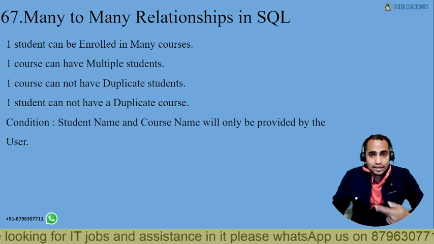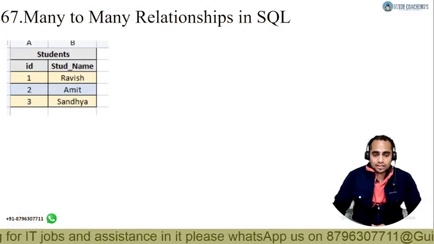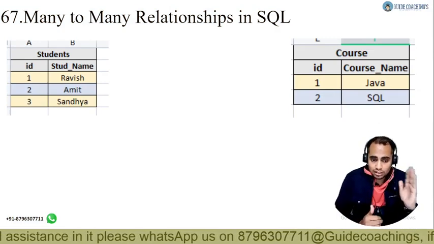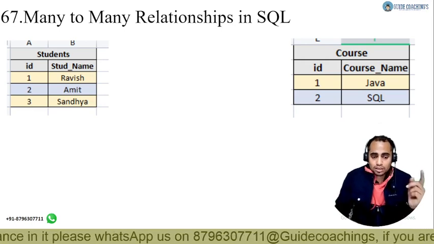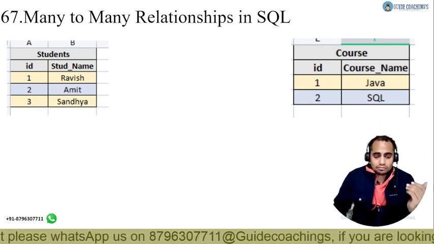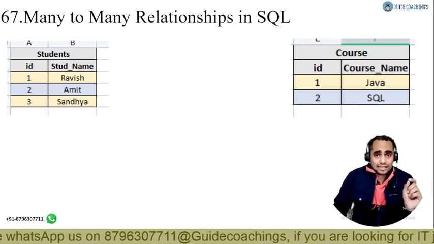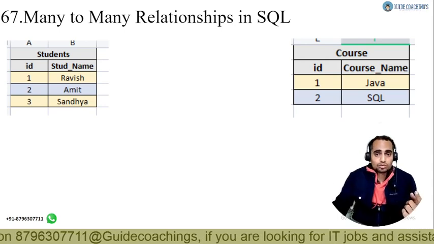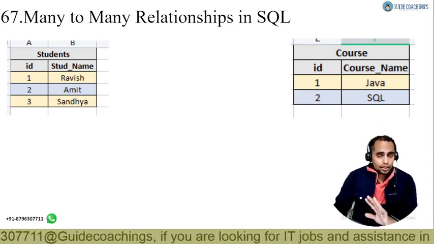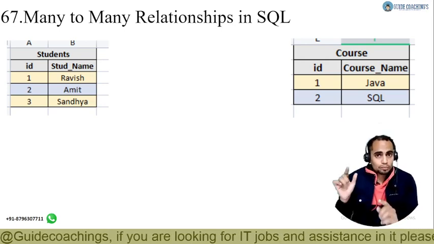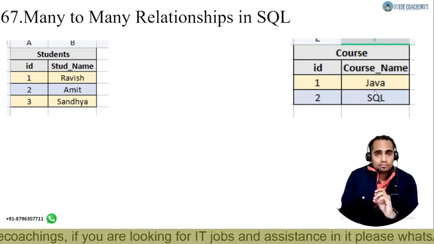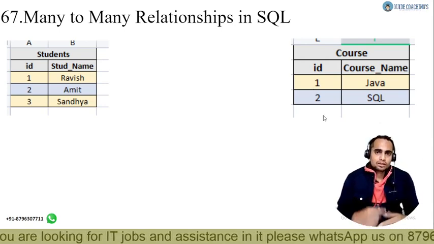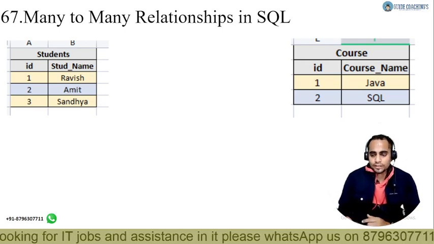So we will understand it more with this example, as a pictorial representation. Here on the screen, we have two tables, the student table and the course table. The student table has three records, Ravish, Amit and Sandhya, with ids 1, 2, 3. Our condition is that we will pass only the name of the student and the course name, not the id. The id will be auto generated; that is not mentioned, but we will assume it.